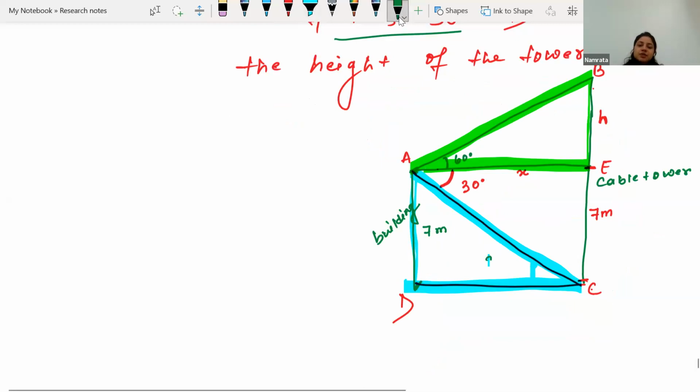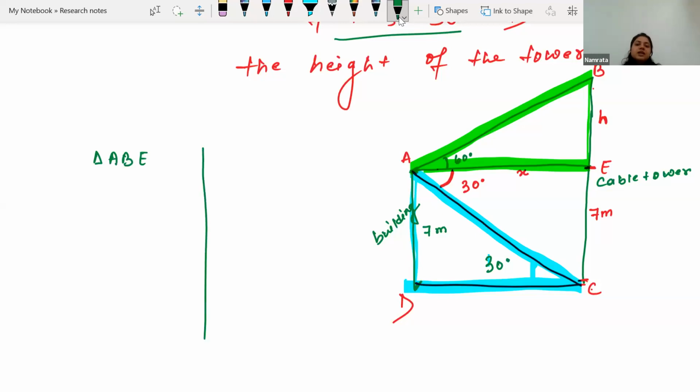So two cases we will be getting from here rather than only one case and solving it straightforward. If we take triangle ABE, we can use h and x. So which trigonometric ratio will help us use h and x? And in triangle ADC, here also we want to use 7 meters and this x. This is also x only because of the parallel line we have drawn.